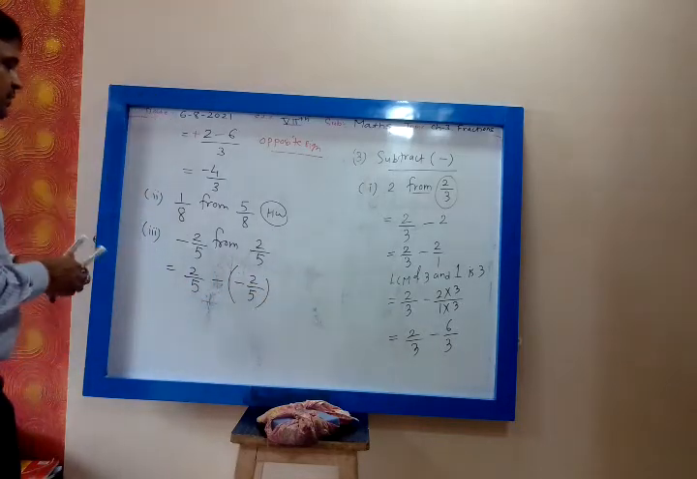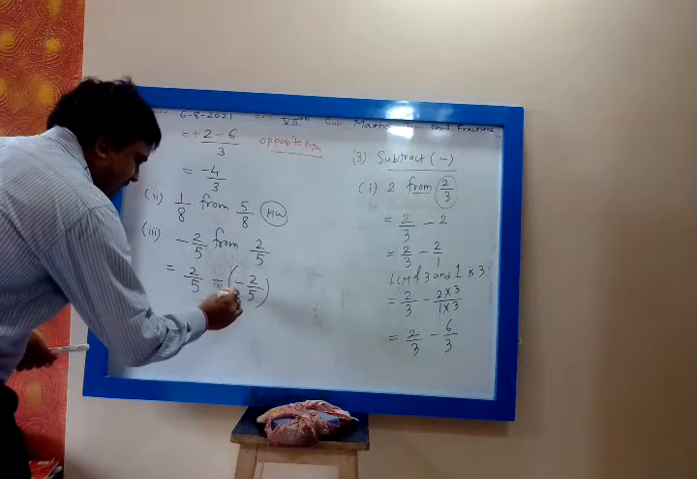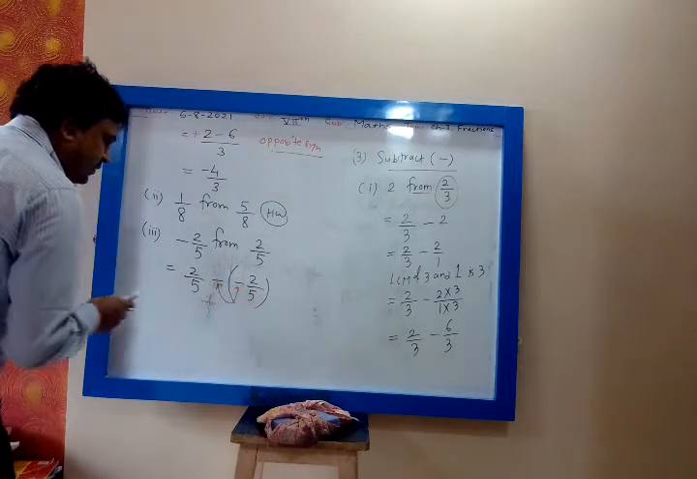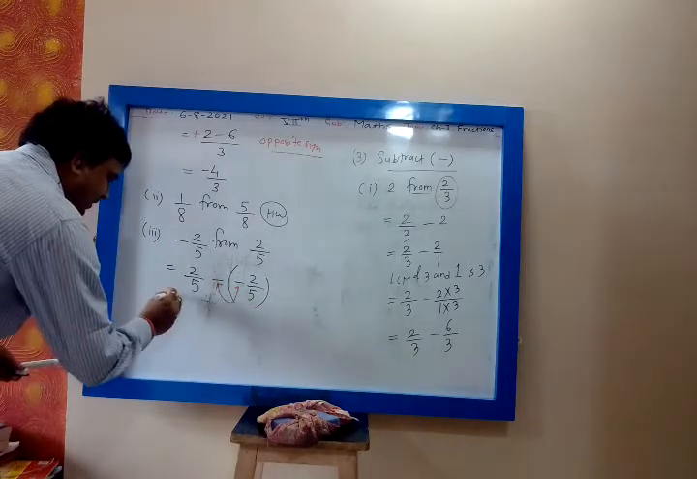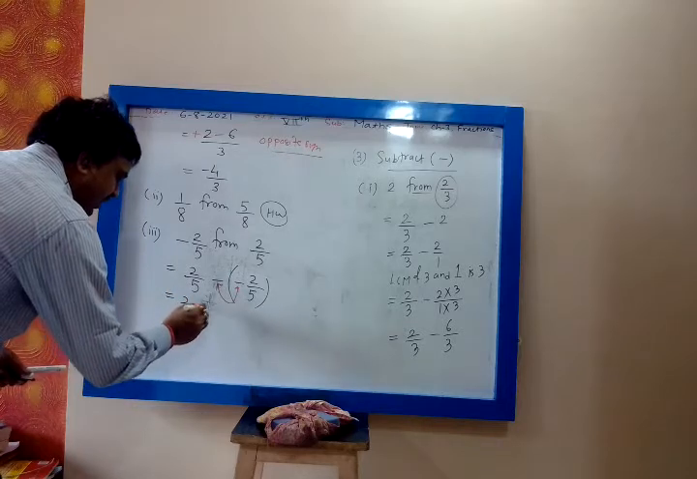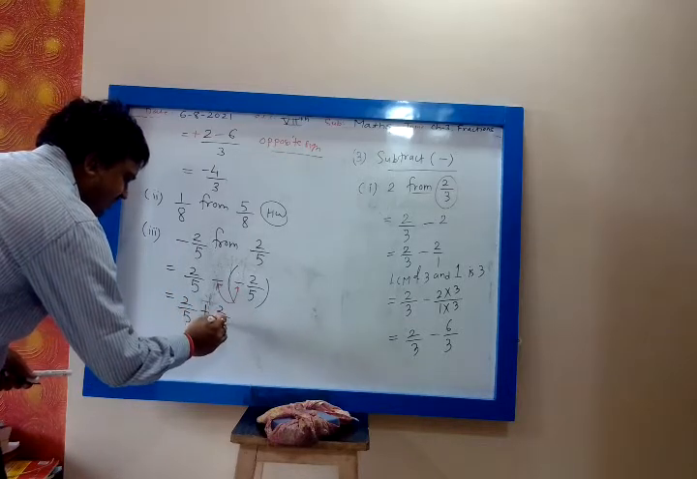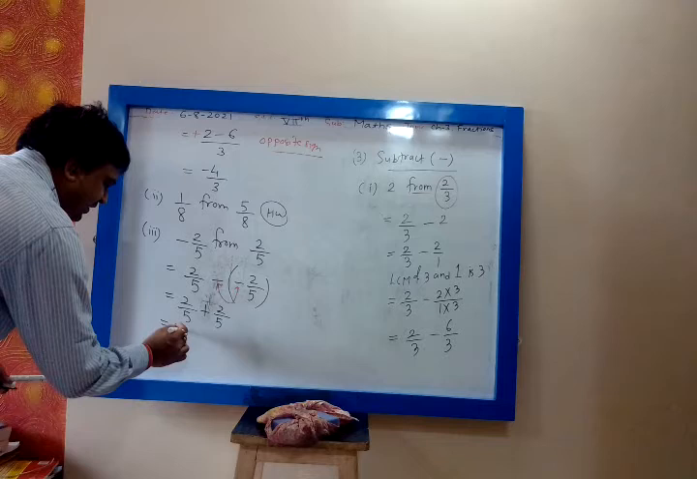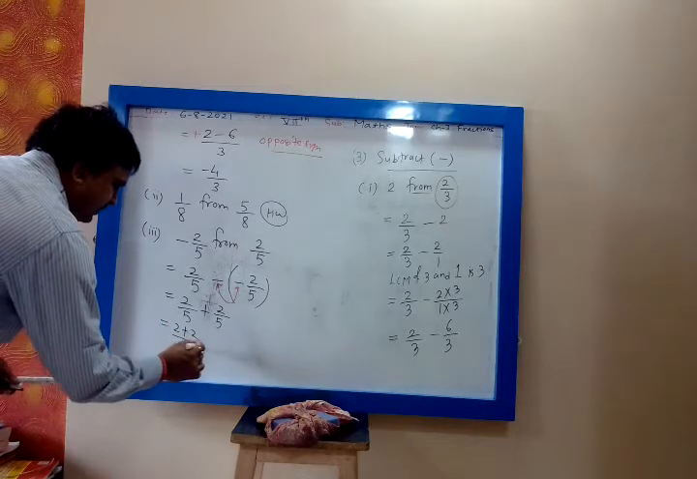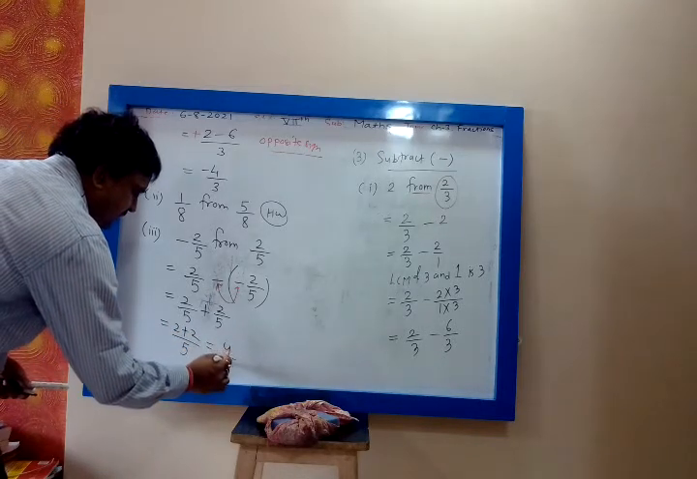Yes, now whenever two signs are together you have to multiply. Minus into minus will be plus. So 2 by 5 plus 2 by 5. Now denominators are same, no? So we can simplify the numerator, that is 2 plus 2 by 5. 2 plus 2 is 4 by 5. Answer is 4 by 5.